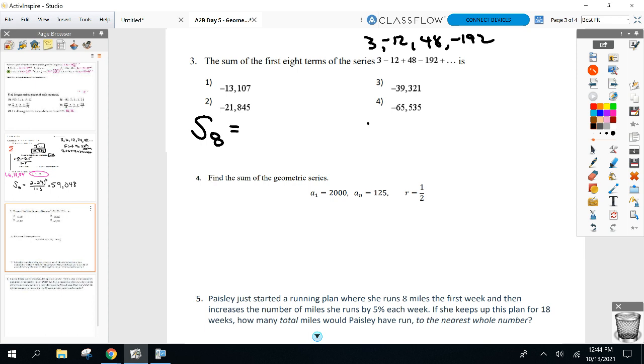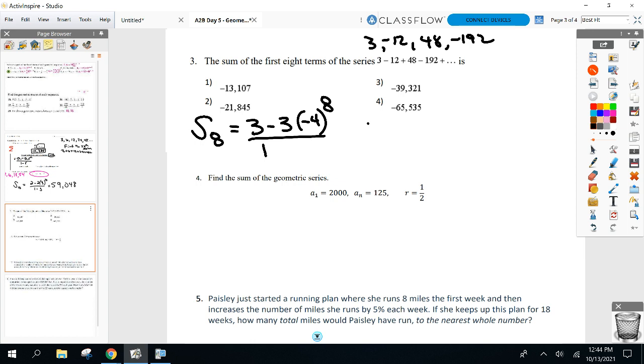Here we go. First term, 3. 3 minus first term, 3. Okay, what are you going by again? Negative 4. Times negative 4. And we're raising it to what again? N, the number of terms I'm adding up. 1 minus what here? Negative 4. Better be careful.